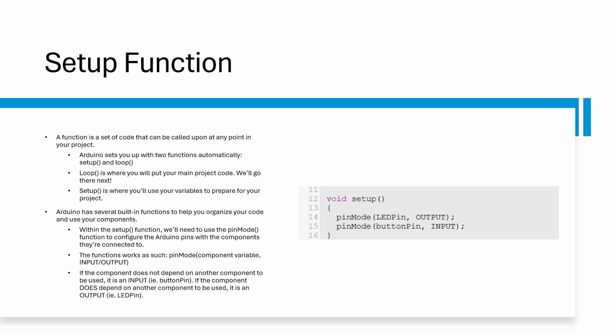In this case, the LED will be an output since it depends on the button, and the button is an input since it will influence the LED. Also notice that we referenced the LED pin and button pin variables to represent the pins. Again, make sure these correspond to the correct pins to prevent any errors.